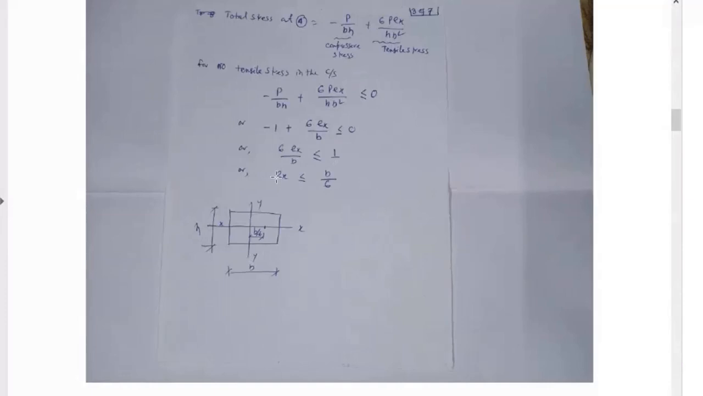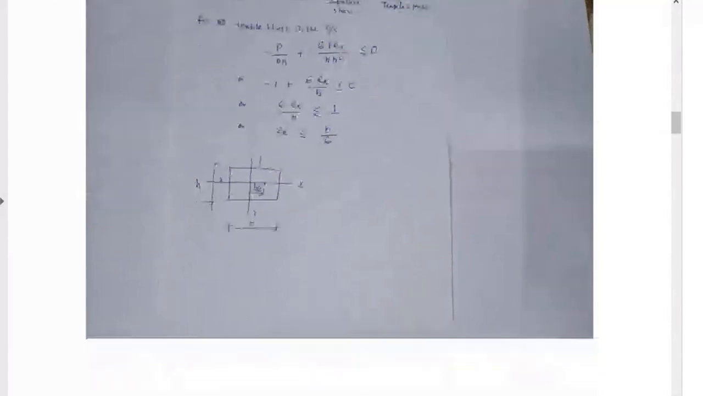Okay, what is the limiting value? What is the maximum Ex value for no tensile stress? For no tensile stress, that is B by 6. This is the case of uniaxial moment, that is, moment applied only about the y axis.